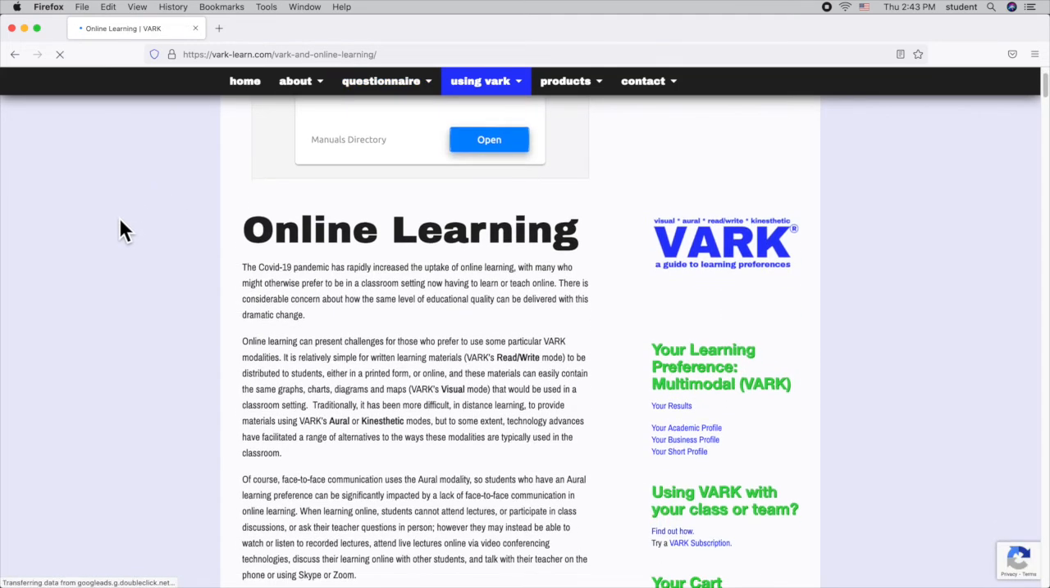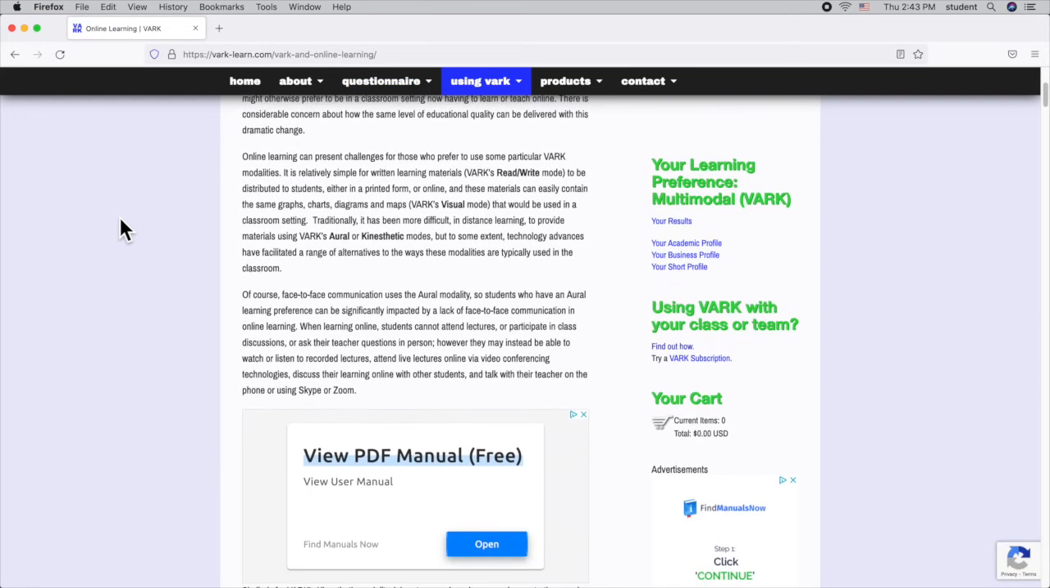So using VARK with online learning. Online learning is the trend that all the classes are going toward. Online learning can present challenges for those in some particular VARK modalities. So it's relatively simple for written materials to be distributed to students. And some of these can contain charts, graphs, and maps. However, it's difficult in distance learning to provide materials for all modes, for oral and kinesthetic. So that's the challenge of using VARK.